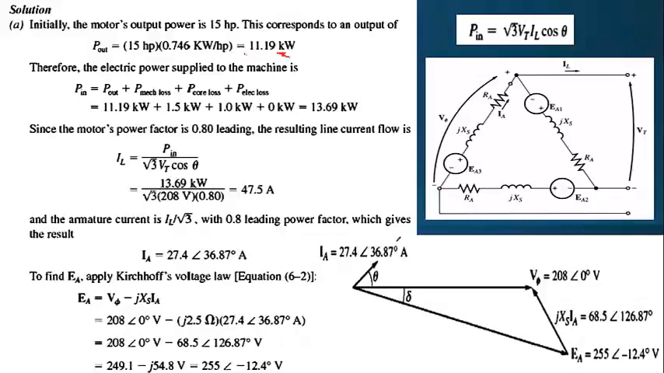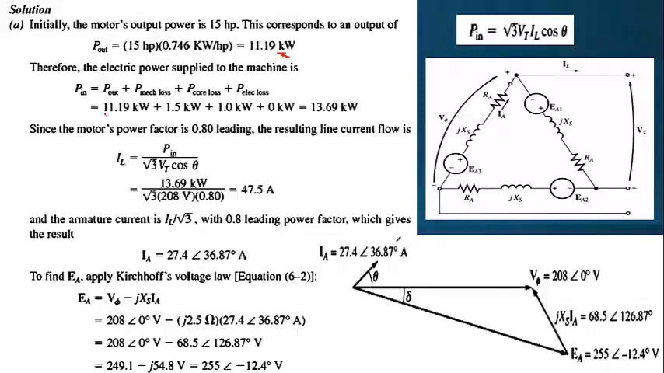In some books, they multiply by 746, and if you multiply by 746, the answer will be in watts, not kilowatts. Take note of that. Don't confuse yourself with the two. Anytime you see 0.746 kilowatt per horsepower, the answer should be in kilowatts. But if you multiply by 746, then the answer should be in watts. So now knowing our output power, we can go ahead and find our input power.